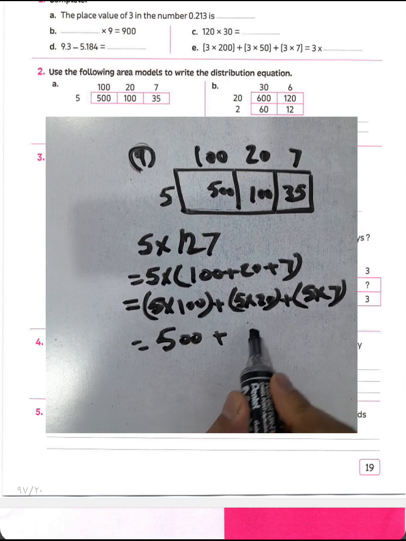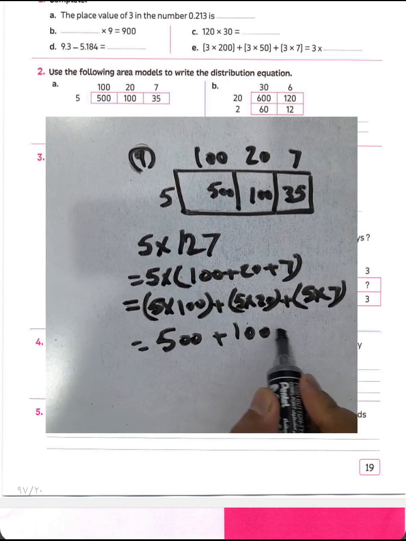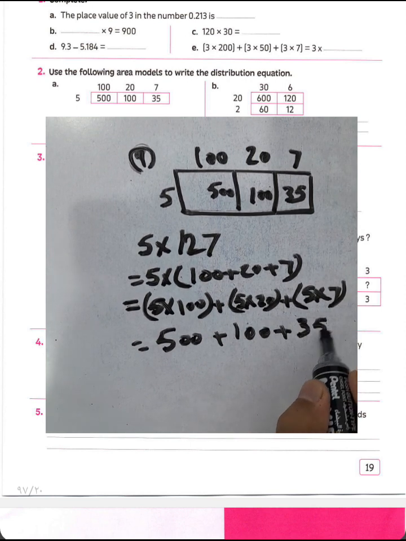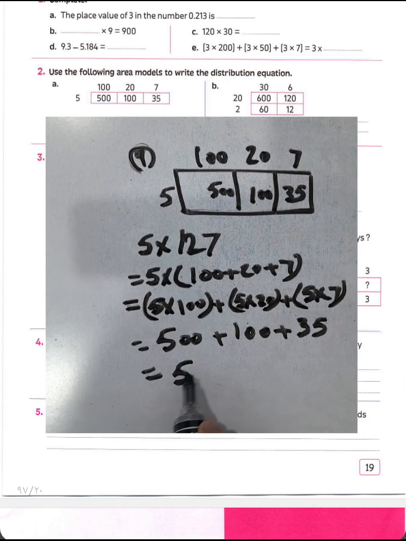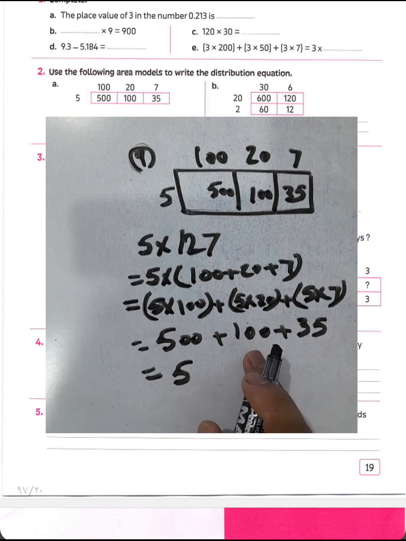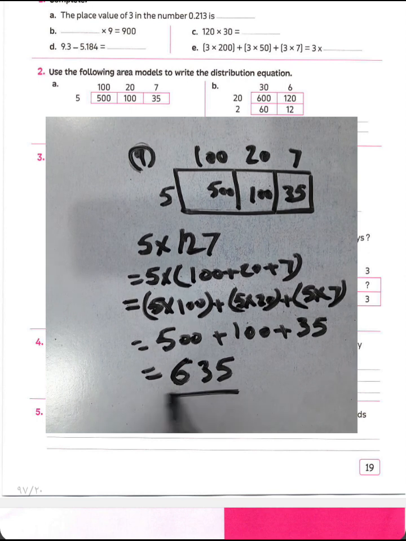500, and here 5 times 2 equals 10, write 0. 5 times 7 equals 35. Then the result: 500 plus 100 will be 600, and we have 35. The result will be 635. Okay, understood? What do we want to find? We want to find the distribution equation. Use the following area models to write the distribution equation. And what about letter B?